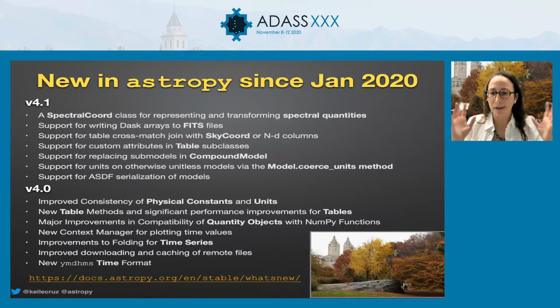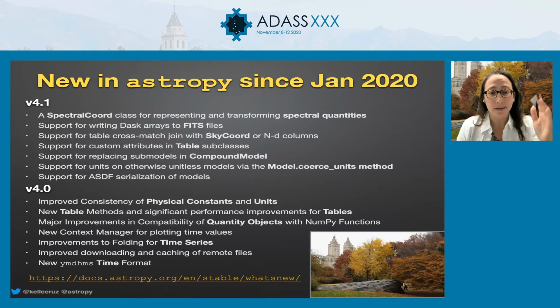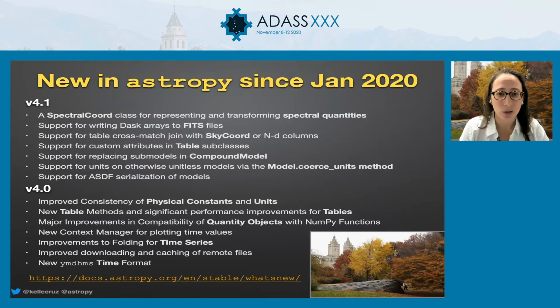So here's a summary of everything that's been new in Astropy since January 2020. There have actually been two releases since January 2020, version 4.0 and 4.1. I essentially randomly chose things from the what's new. The point of this slide is to show you that the Astropy project is really improving. There's active development going on, bug fixes are happening, and the project continues to be healthy and actively developed, with new features being implemented.